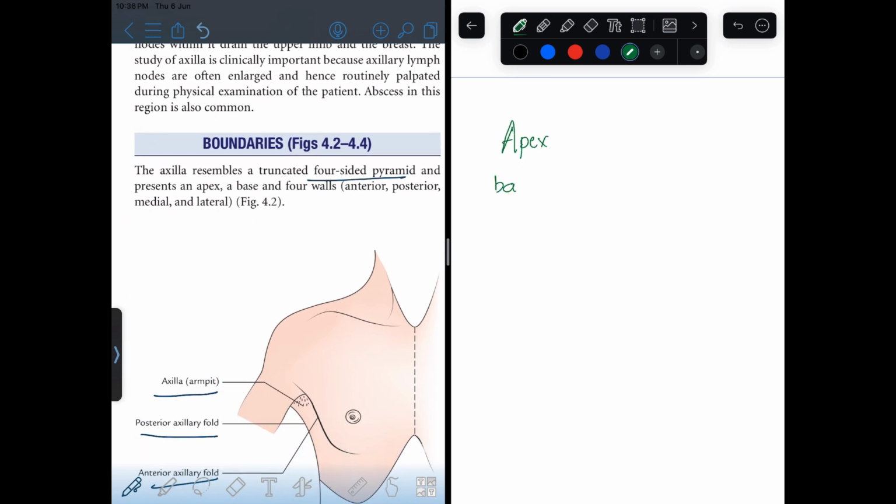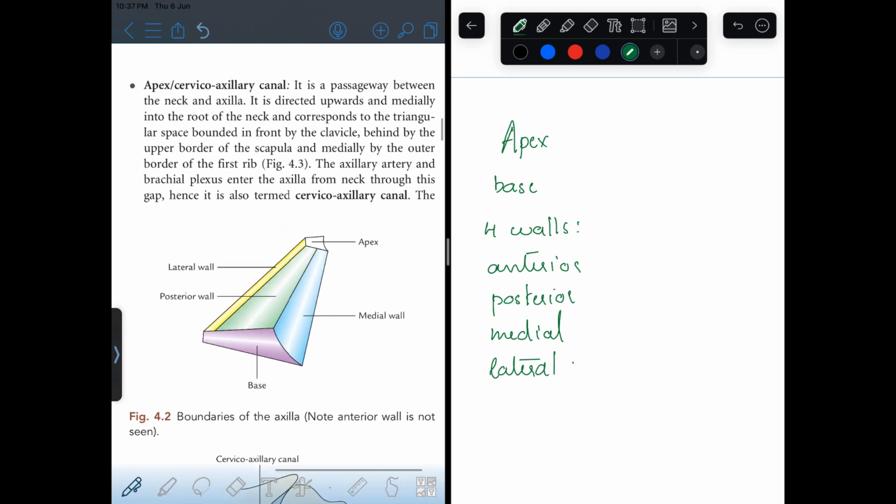It resembles a four-sided pyramid. It has an apex, a base, and four walls: anterior, posterior, medial, and lateral walls. We will be looking into the details of these structures.